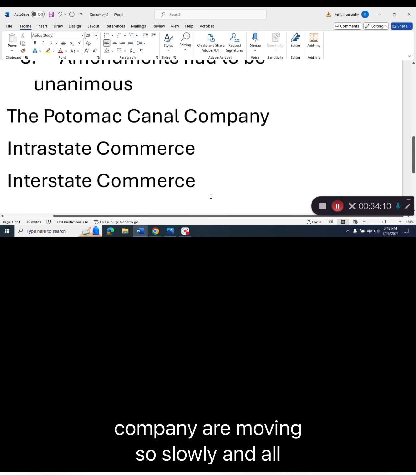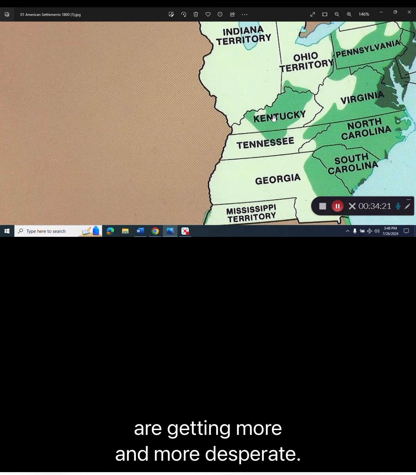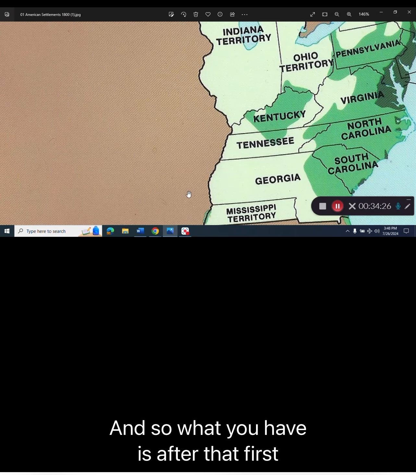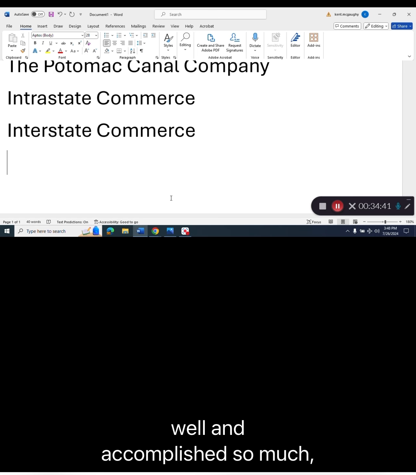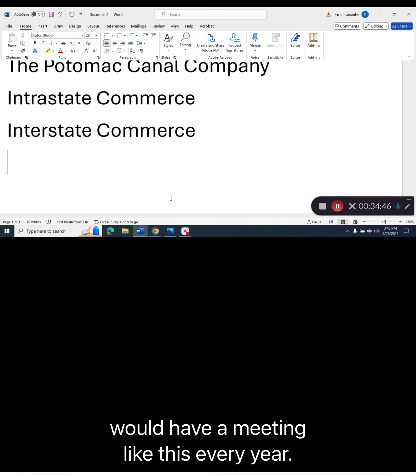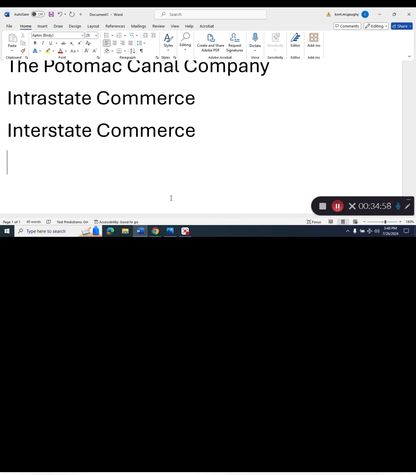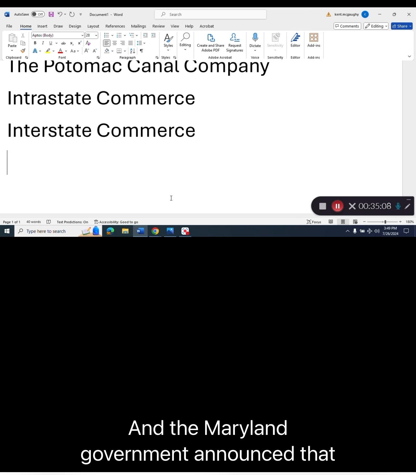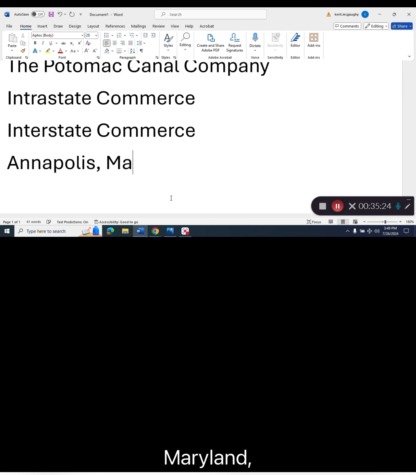so slowly. And all the while things are moving slowly, these Anglo-American farmers in Kentucky are getting more and more desperate. And so what you have is, after that first meeting between Maryland and Virginia, after that meeting went so well and accomplished so much, Maryland and Virginia decided that they would have a meeting like this every year. That way, there would always be a planned meeting that could resolve any issues that may come up in the future. And since Virginia hosted the first meeting, Maryland would then host the second meeting. And the Maryland government announced that they would hold their meeting in Annapolis, Maryland.